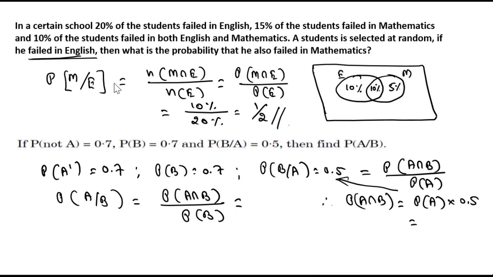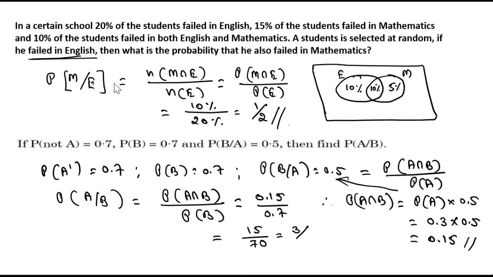But A complement is given 0.7. So immediately probability of A is what? 0.3, because the sum of those is equal to 1. So this is equal to 0.15. So this is 0.15 divided by probability of B, that is 0.7. So multiplying by 100, it's 15 divided by 70. So 5 times 3, 5 times 14, 3 by 14.